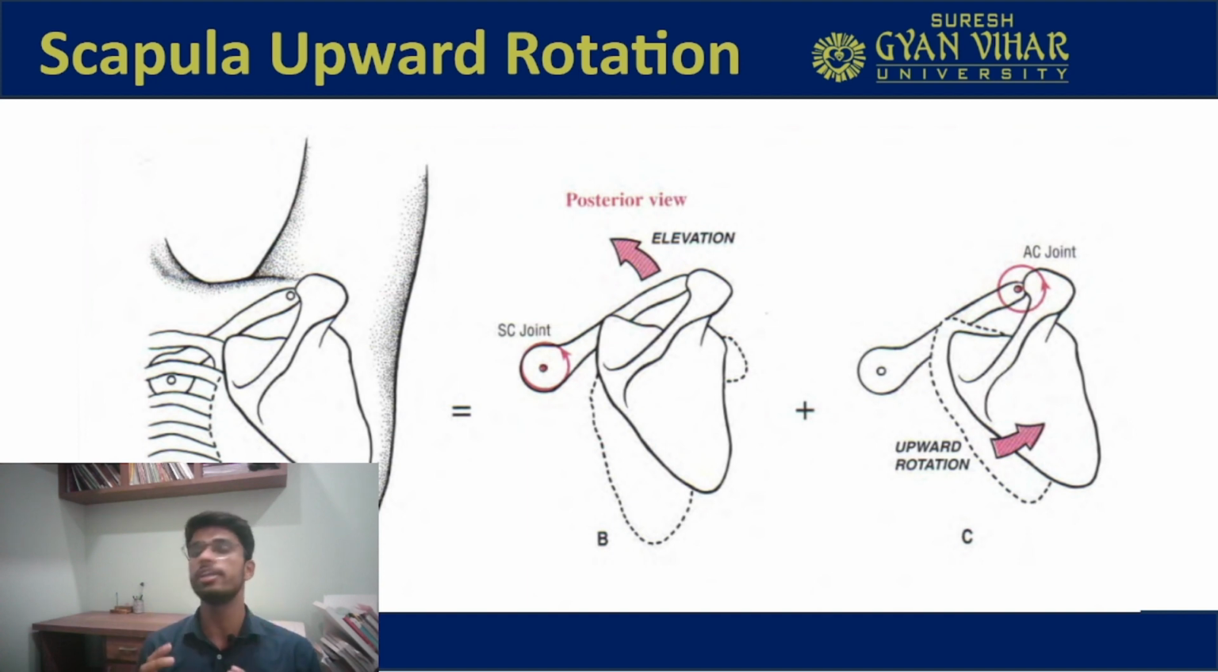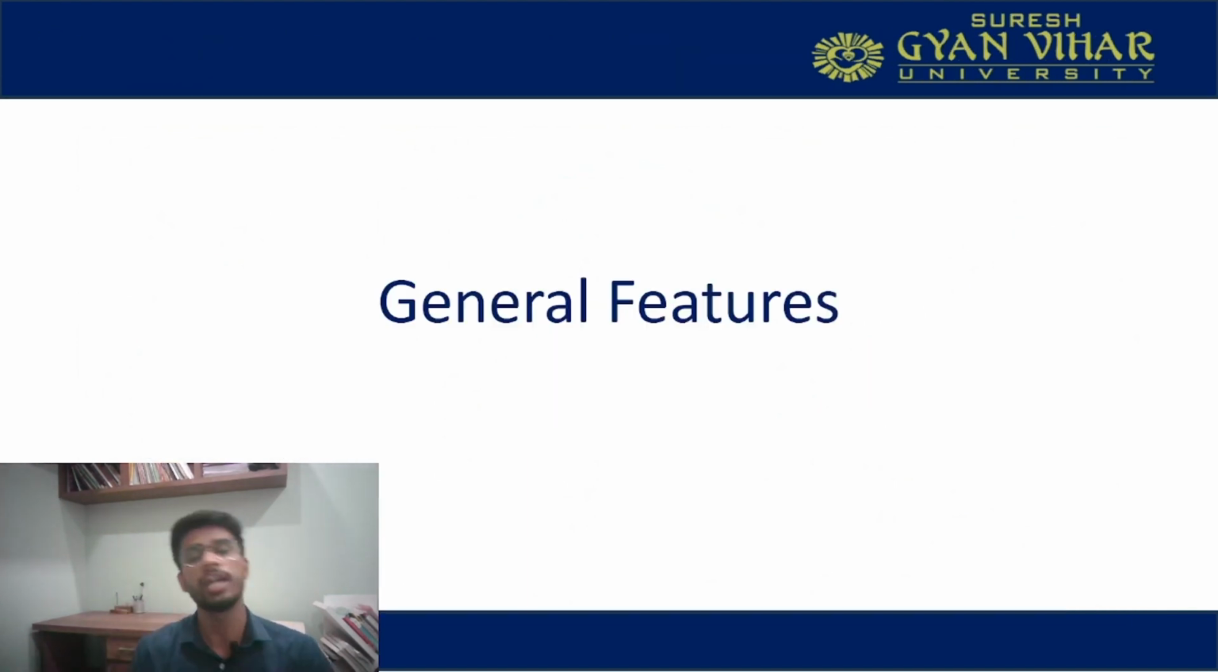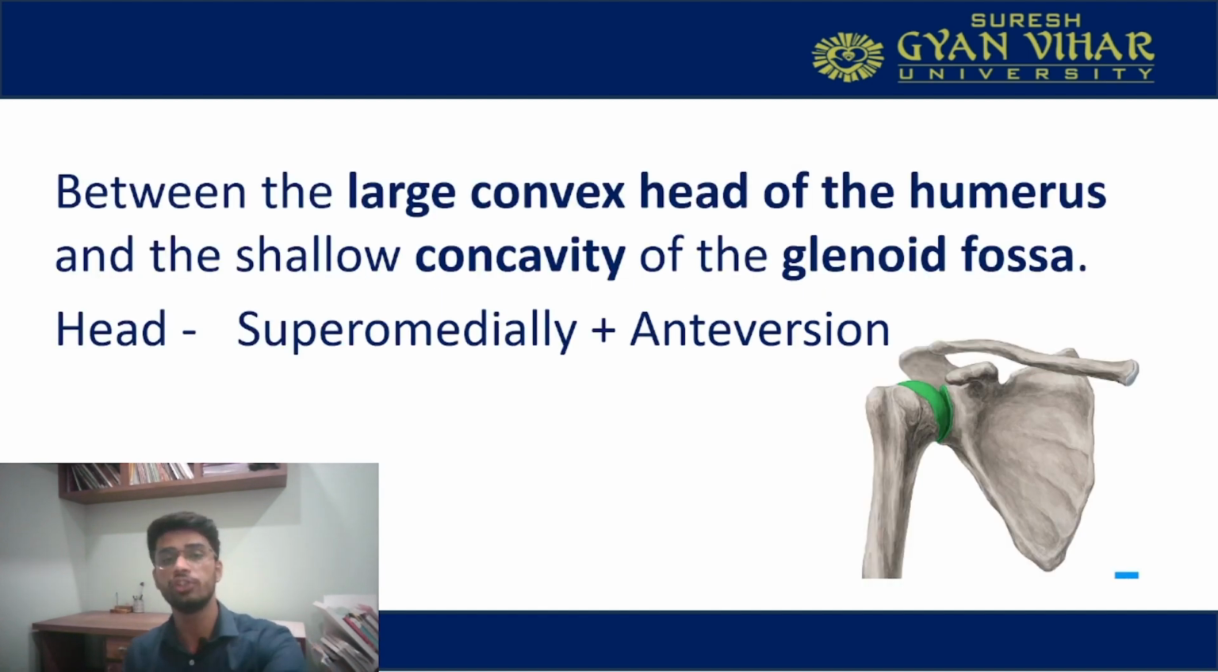This is a very important concept to understand before we understand the glenohumeral joint mechanics. So I hope it is clear what the movement is that happens at the scapulothoracic joint and how it is decided by the movements occurring at the SC and AC joint. This concept will play a very crucial role in the coming slides and is very important in understanding the biomechanics of the GH joint. So now let's start with the general features of the glenohumeral joint.